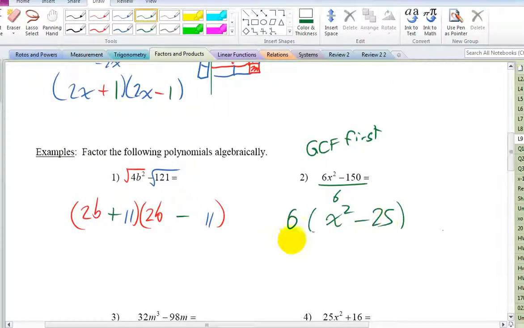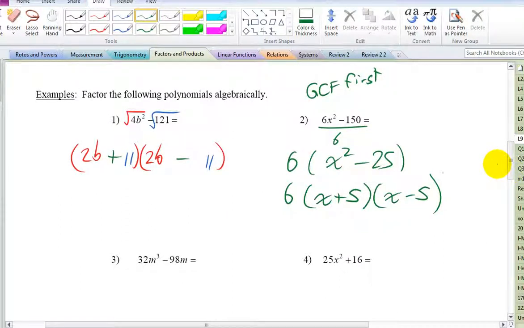Okay. Now you should go and factor again. So you can see sometimes you got to factor more than once. You have to factor your factors. Hard. Good. X plus 5 and x minus 5. Golden. Okay, next one, number 3.